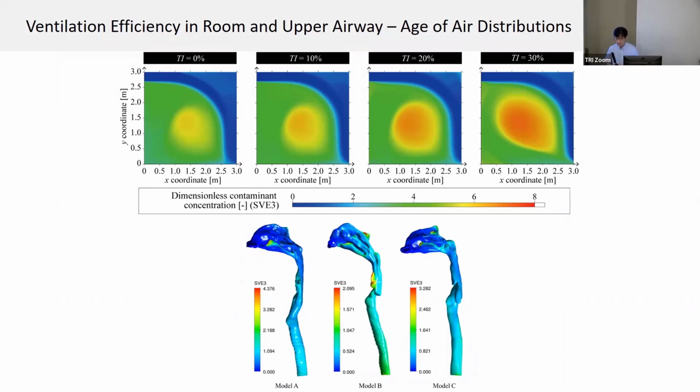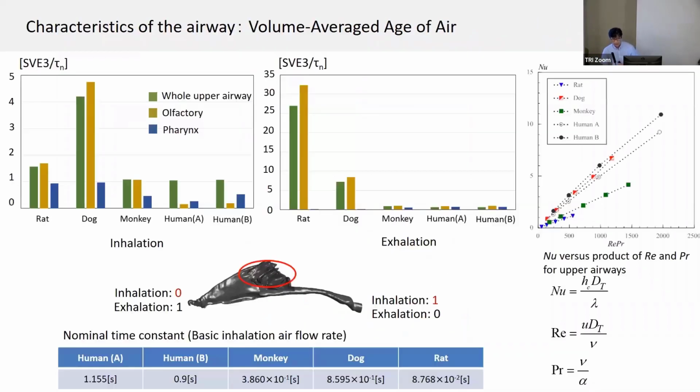This is the indoor ventilation efficiency index for indoor environmental design, but this index can also be applied to clarify the ventilation efficiency inside respiratory systems. And I would like to show one more result, analyzing the age of air distributions in human models and rat, dog and monkey models. The rat model is from Kiao's group. Thank you very much, Kiao.